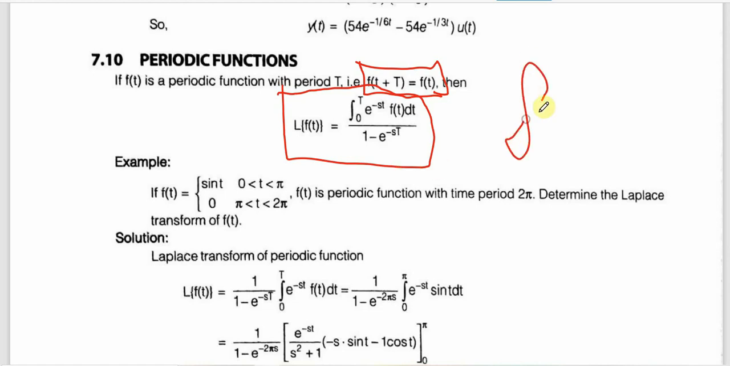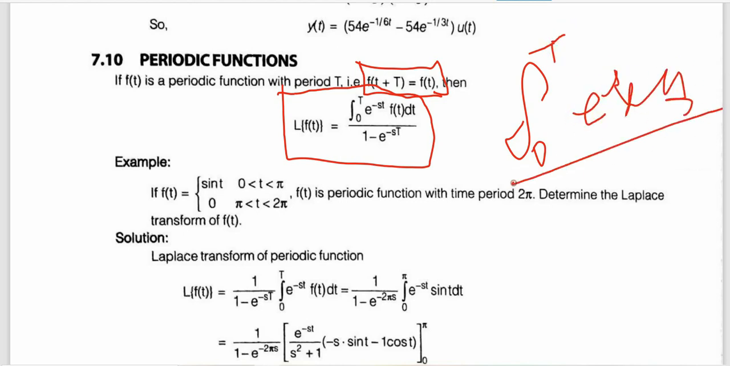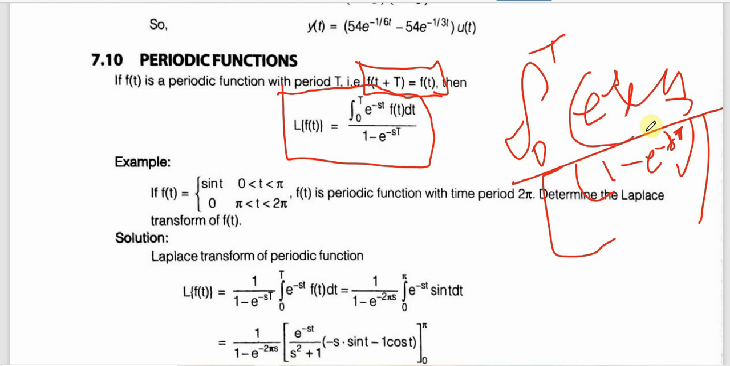So the integral is from 0 to T, not 0 to infinity, of e to the power minus st into f(t) dt, the same formula as before, but from 0 to T, and divided by 1 minus e to the power minus sT. Here capital T will be there. So you have to remember this is a division, not an integration.